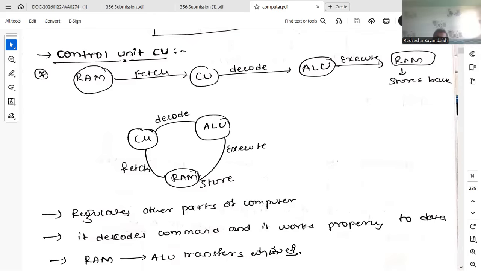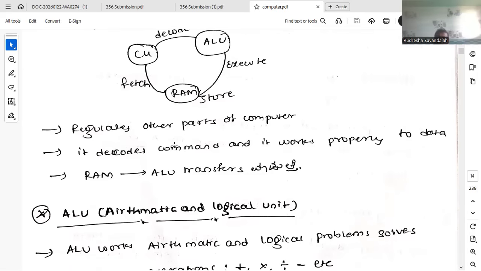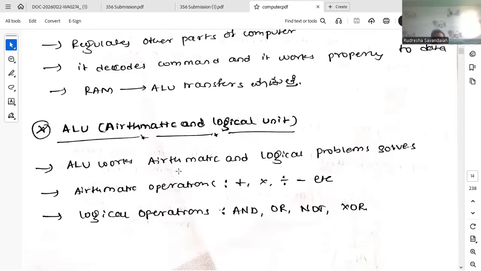See here, same formula here: arithmetic logic unit execute, store, RAM random access memory, fetch, CU decode. It regulates other parts of the computer, it decodes the commands and works properly on the data. RAM, ALU transfer. See, ALU, arithmetic and logic unit. What do we call ALU, arithmetic and logic?